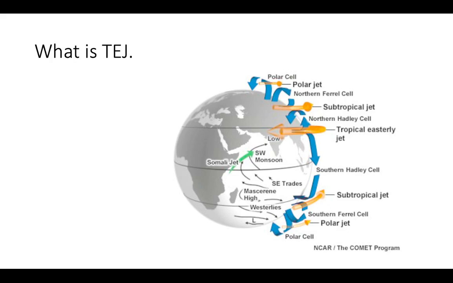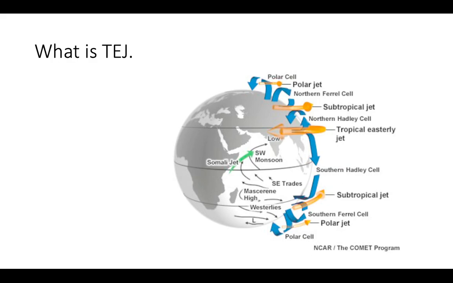Before starting the definition of TEJ, I would like to discuss the jet stream first. Here we can see that there are jet streams. These are the permanent jet streams in the northern hemisphere, called the polar jet and the subtropical jet. Here we have again the subtropical jet and the polar jet. So there are two permanent jets in the northern hemisphere and two permanent jet streams in the southern hemisphere. Both have the same names. Both move from west to east.